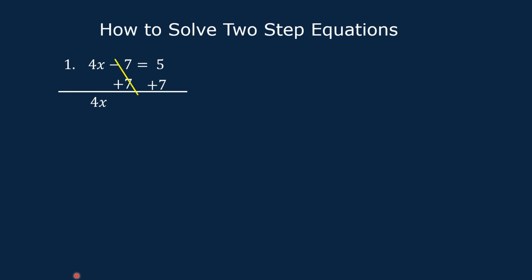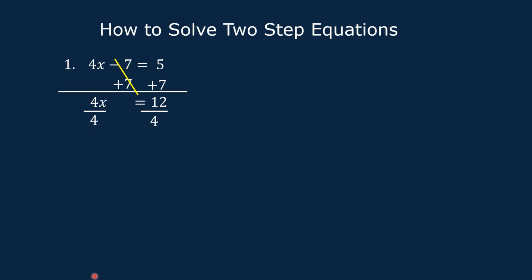So we can cancel this. 5 plus 7 is 12. So we have now 4x is equal to 12. This is 4x or 4 times x. The opposite of multiplication is division. So to get rid of this coefficient of x, which is 4, we divide both sides of the equation by 4. Divided by 4, divided by 4.